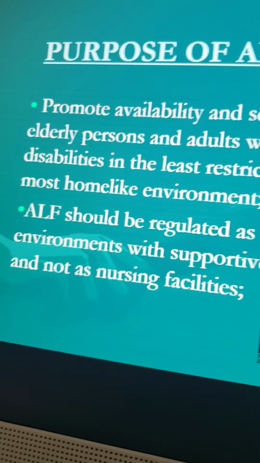Okay. The purpose of an ALF, and we can find that in 429 if you want to know where this is, is to promote the availability of services for elderly persons and adults with disabilities in the least restricted and most home-like environment. So we know our ALFs need to be not overly regulated. We know this is their home, and so the whole physical structure and atmosphere of your ALF should be a home-like environment. ALFs should be regulated as residential environments with supportive services and not as nursing facilities.